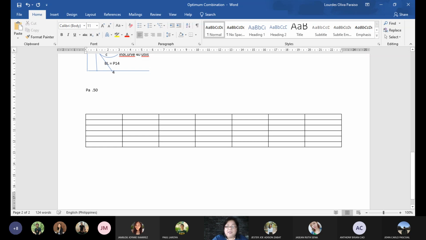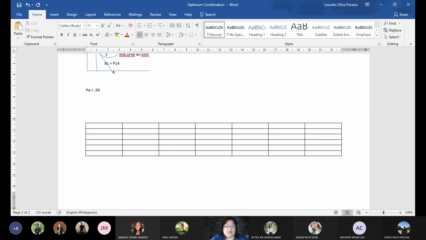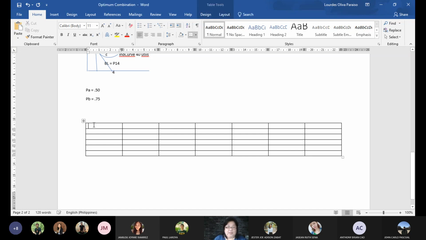The price of A is equal to 15 centavos. And then the price of B is equal to 0.75 centavos. Okay, this is now your quantity for A. Quantity for A. And this is your marginal utility of A.